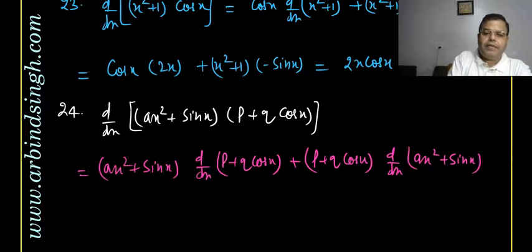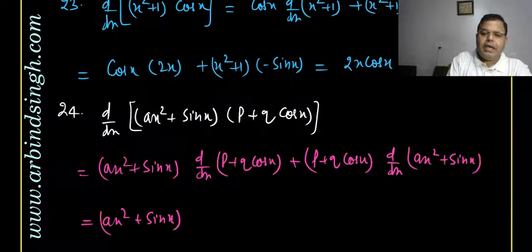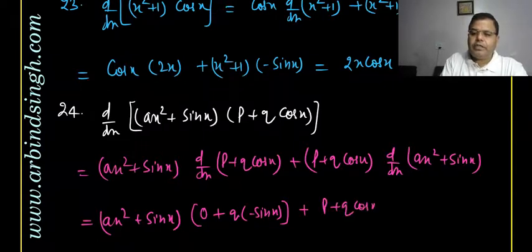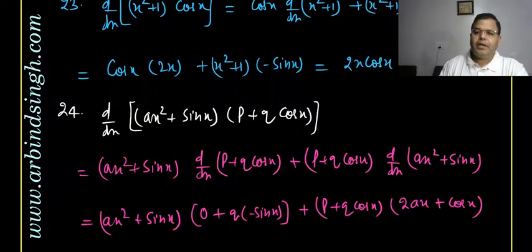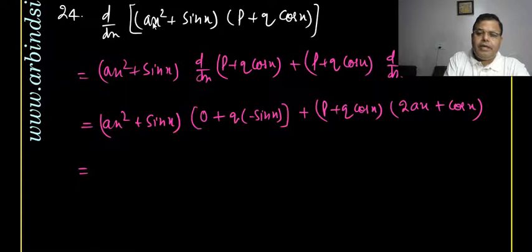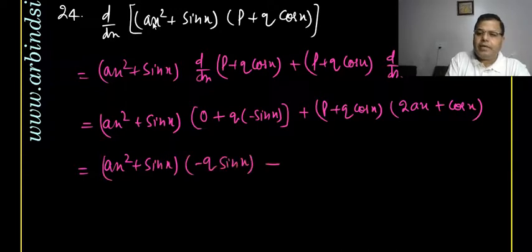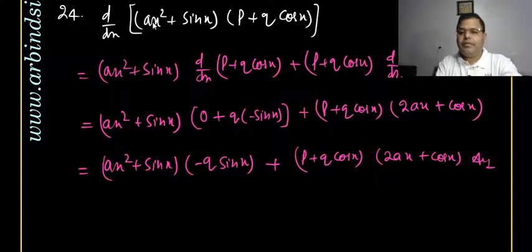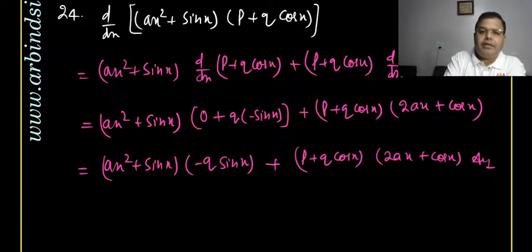So here what is left? That is ax square plus sin x, and derivative of p is 0, q and minus sin x. Derivative of cos x is minus sin x. So that is p plus q cos x, and here derivative of x square is 2x, so 2ax, and derivative of sin x is cos x. Now that will be (ax square plus sin x) into minus q sin x, plus (p plus q cos x) into (2ax plus cos x), and that will be the answer. If you want to simplify, you can simplify it, because some terms might cancel out or some terms may be combined together, but that is a separate issue.